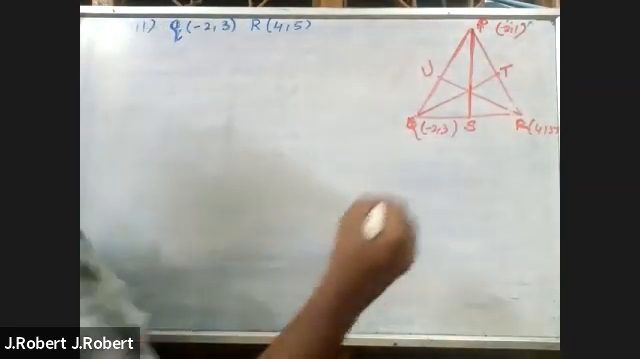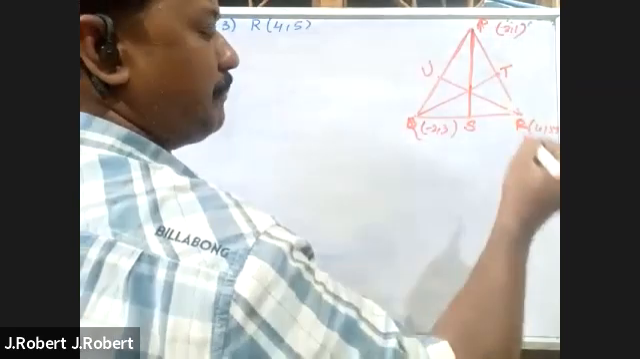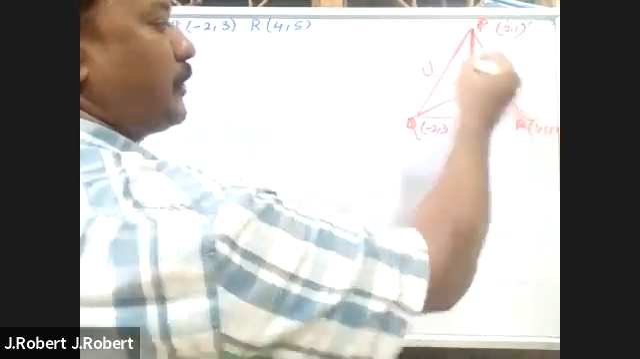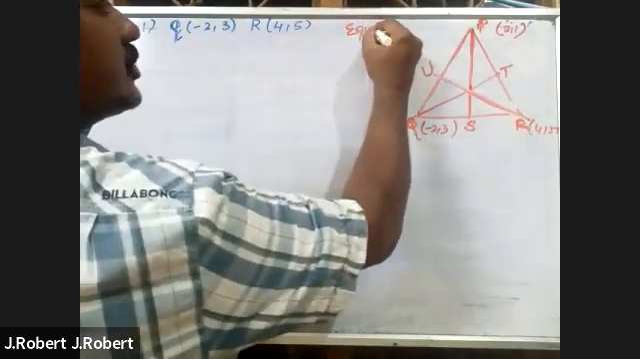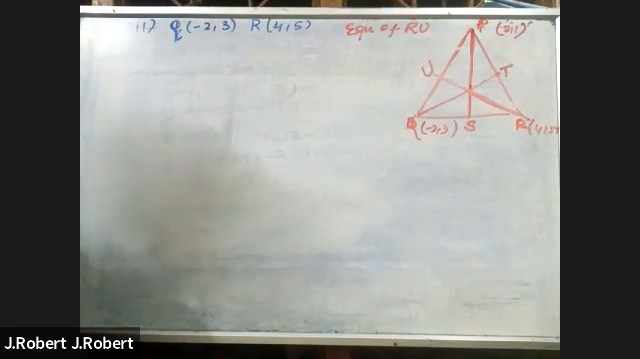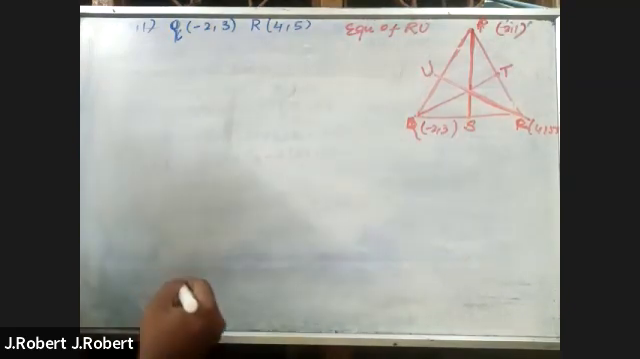If the question asks to find the equation of the median with vertex R, you have to find out RU. You have to find out the equation of RU. So we are going to find out the equation of RU. Before that, P of 2 comma 1, Q of minus 2 comma 3 and R of 4 comma 5.